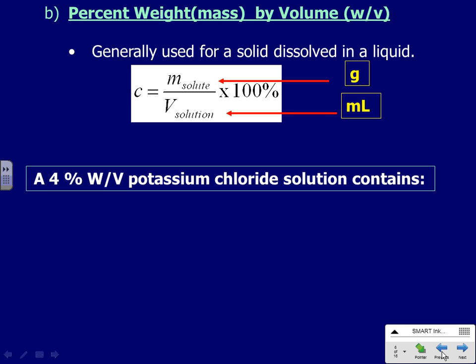Solids dissolved in liquids. Percent mass. Percent weight by volume. Yep. So W/V. We say weight. Technically, weight is a force. If you've taken physics and you've talked about the force of gravity with Mr. Petras, you would have talked about weight versus mass. In chemistry, we're not quite so picky. So when we say percent weight, we really mean the number of grams, even though that's technically a mass.